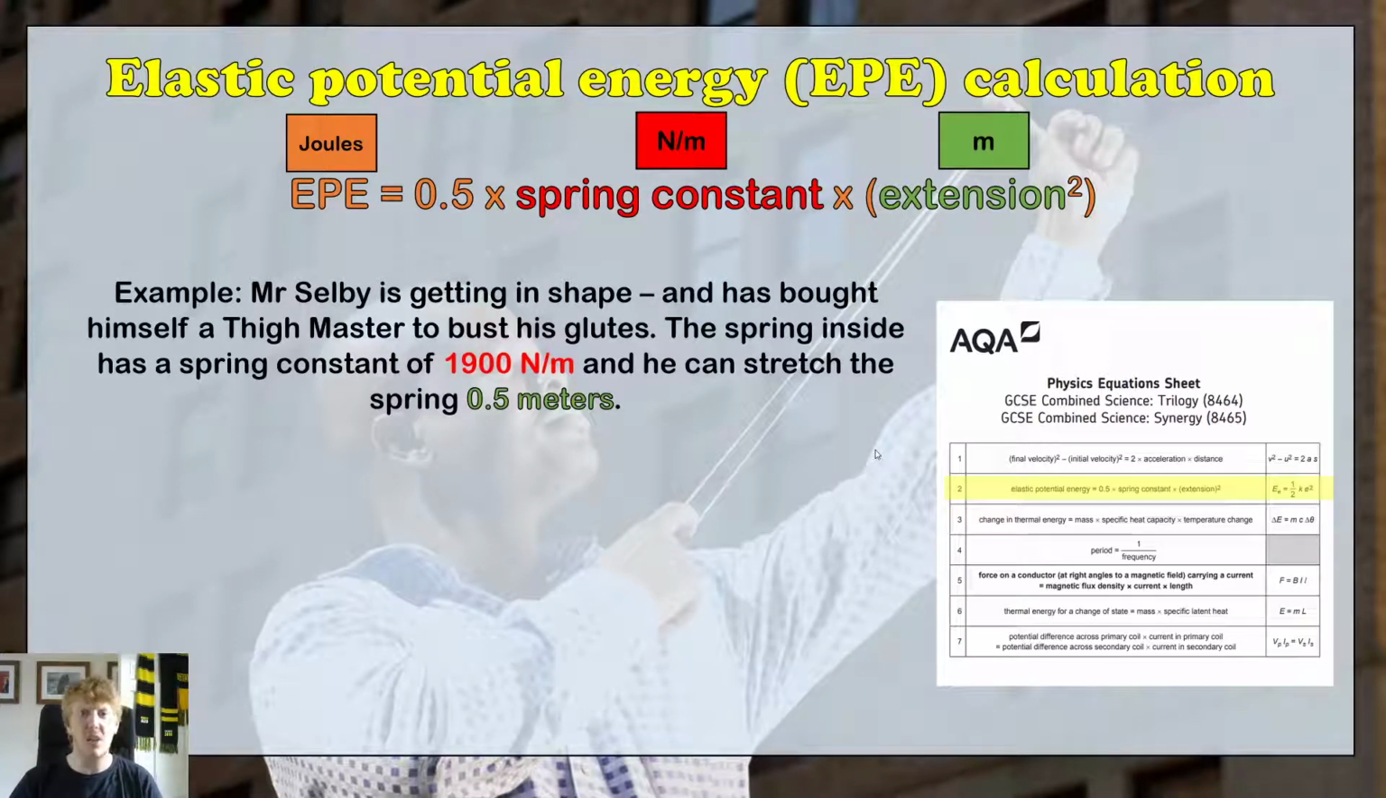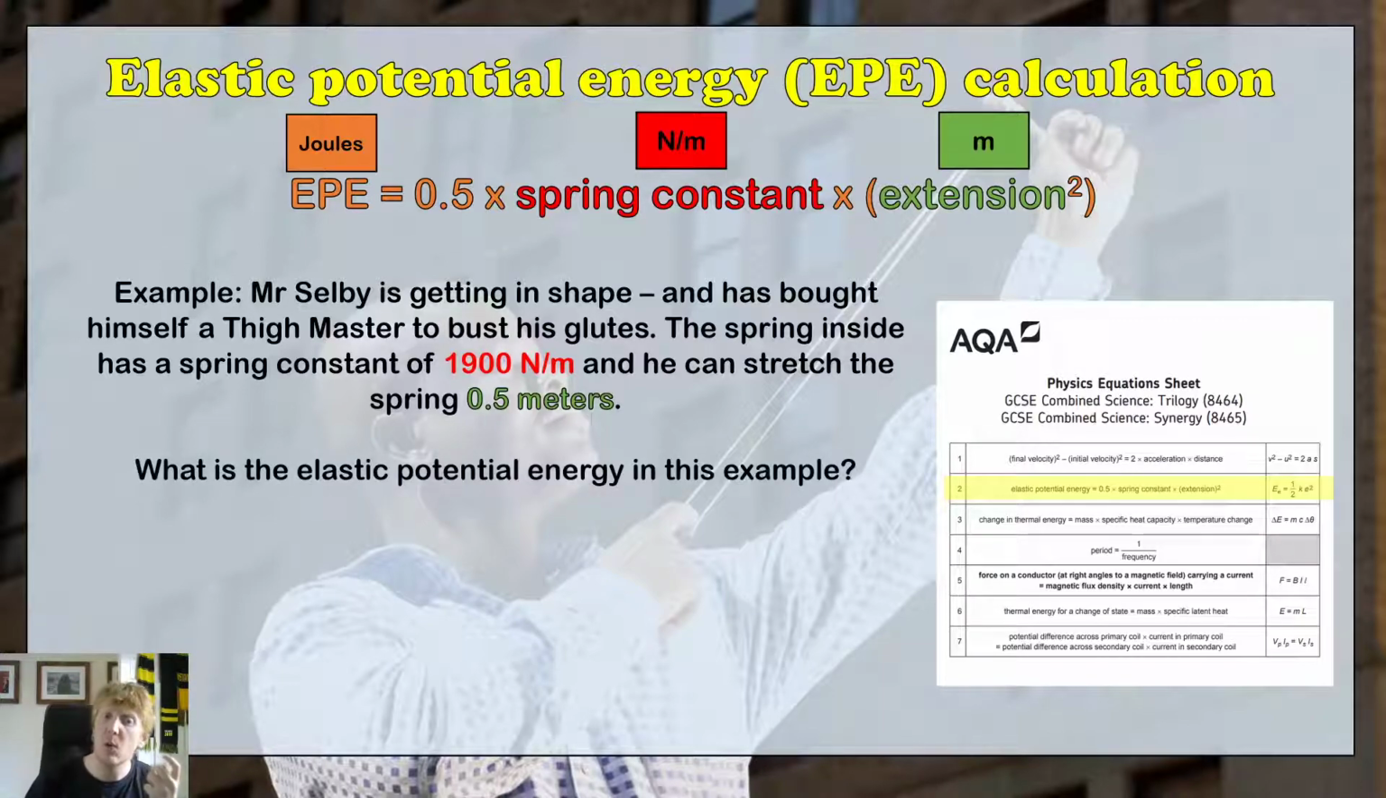Mr. Selby's getting in shape, right? And I hope you've noticed that recently. So he's bought himself a thigh master to really bust his glutes. The spring inside has a spring constant of 1900 newtons per meter, and he can stretch the spring about 0.5 meters. What is the elastic potential energy in this example? All right, there's his thigh master.